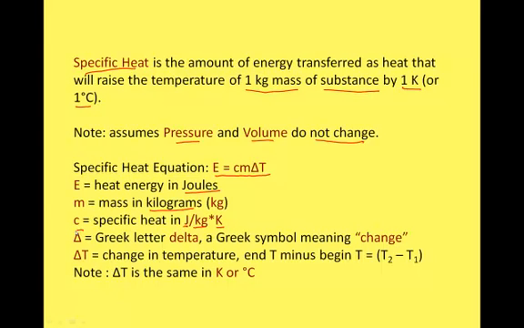This little triangle here is a Greek letter said to be delta, and it's a symbol meaning change. Delta T means the change in temperature. You usually take the end T minus the beginning T, and it is usually stated as T2 minus T1. And you can use K or C because they have the same size.